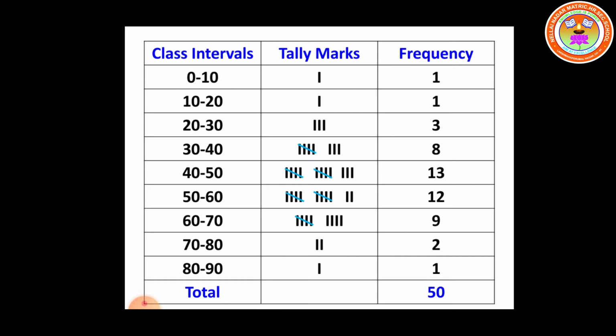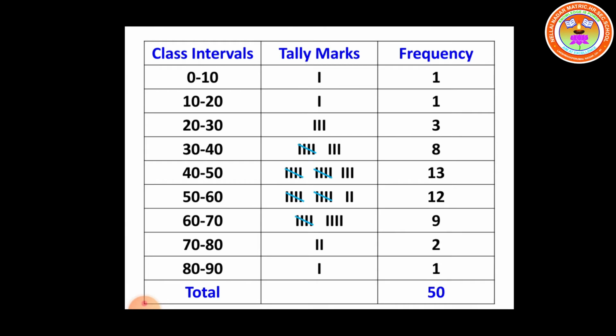For the class interval 40 to 50, we had 13 marks, so the frequency will be 13. For 50 to 60, we had 12. For 60 to 70, we had 9. For 70 to 80, we had 2. And for 80 to 90, we got only 1 mark, so the frequency will be 1. If you add all the frequencies, you should get the number of students, 50.